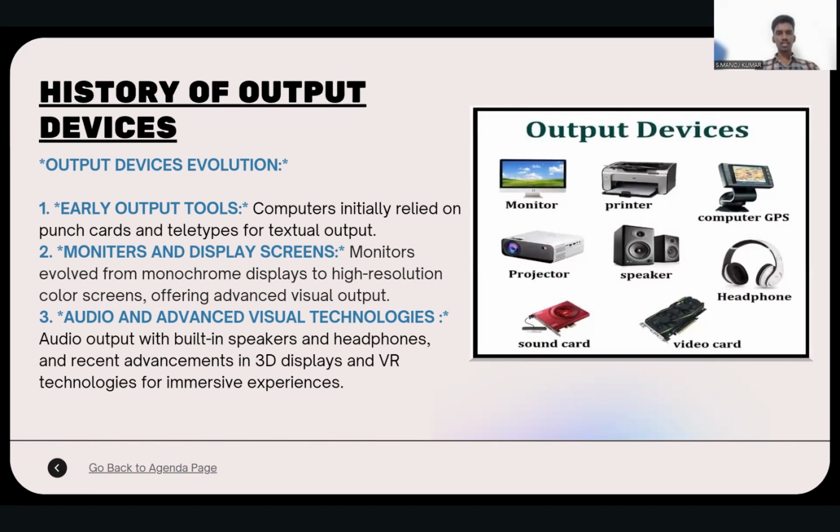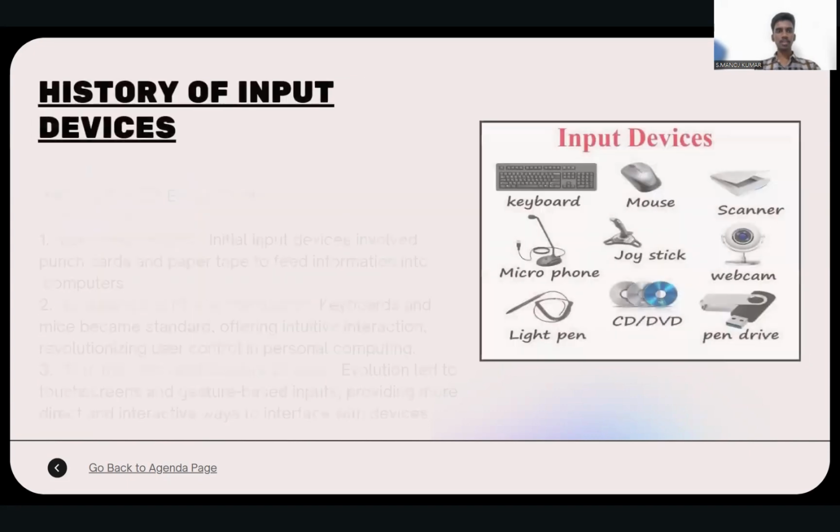Early output devices: computers initially relied on punch cards. You know it. Monitors and display screens: display screens evolved from monochrome displays to high resolution color screens, offering advanced visual output. Audio and advanced visual technologies: audio output with built-in speakers and headphones, and recent advancements in 3D displays and VR technologies for immersive experiences. This is output devices.